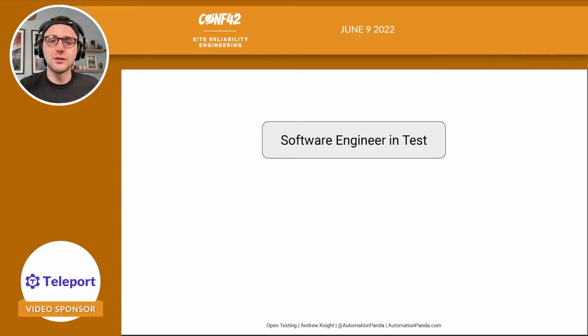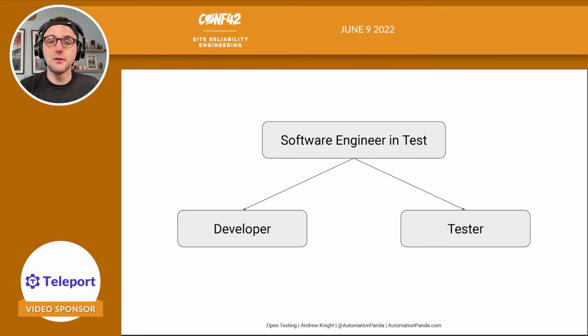As a software engineer in test, I found myself caught between two worlds. In one world, I'm a developer at heart who loves to write code and to solve problems. In the other world, I'm a software quality professional who tests software and advocates for improvements. These worlds come together primarily through test automation and continuous integration.